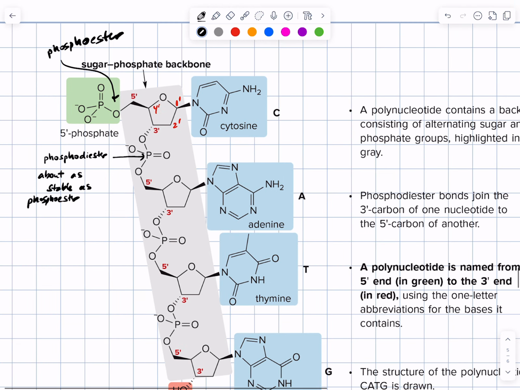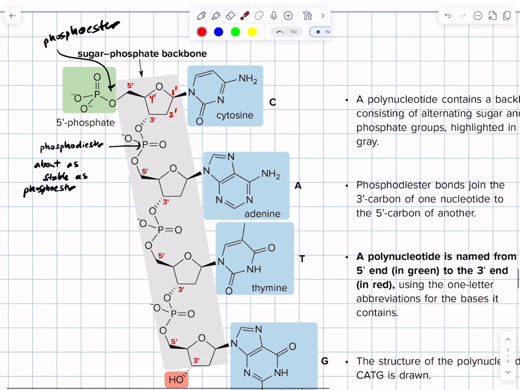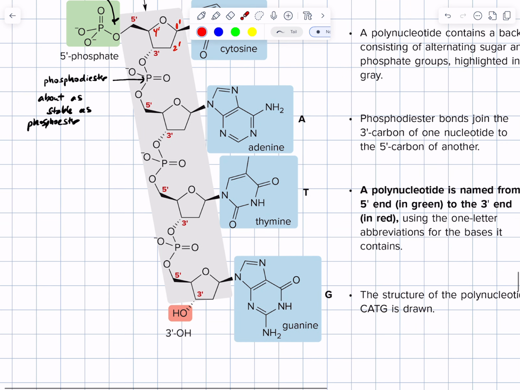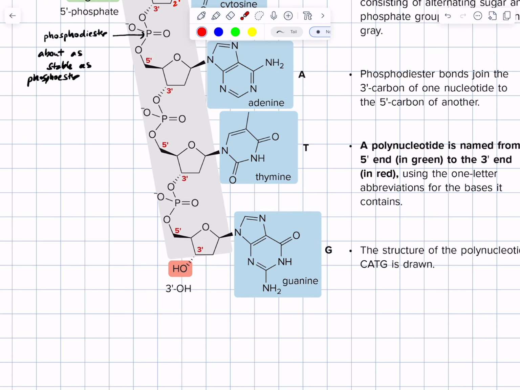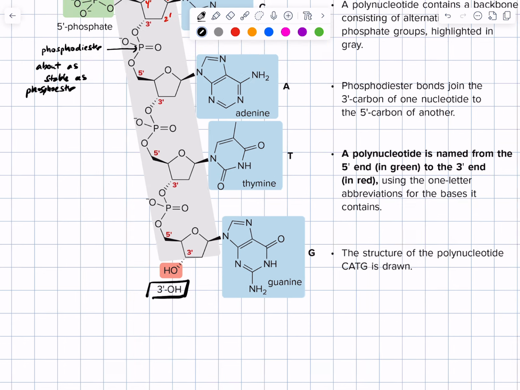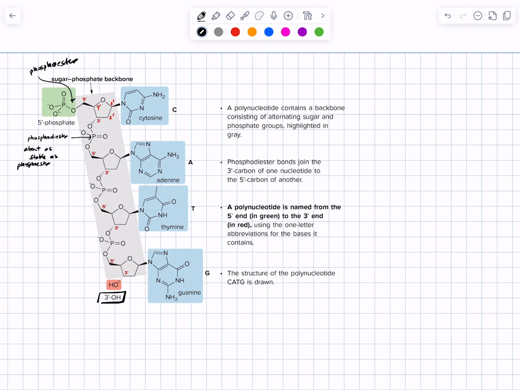Okay. So as you go along, you can see here is the C nucleotide, then the next A nucleotide, its 3' hydroxyl is in a phosphodiester with the 5' hydroxyl of this T nucleotide, and its 3' hydroxyl is in a phosphodiester with the 5' hydroxyl of this G nucleotide, and then at the 3' end, you just have a free hydroxyl, okay? And that's what we mean when we write out a DNA sequence.